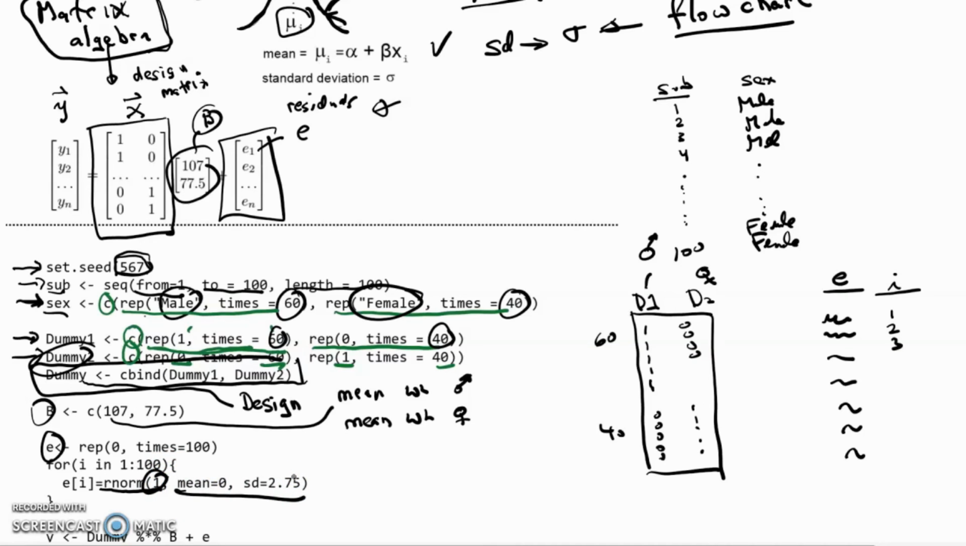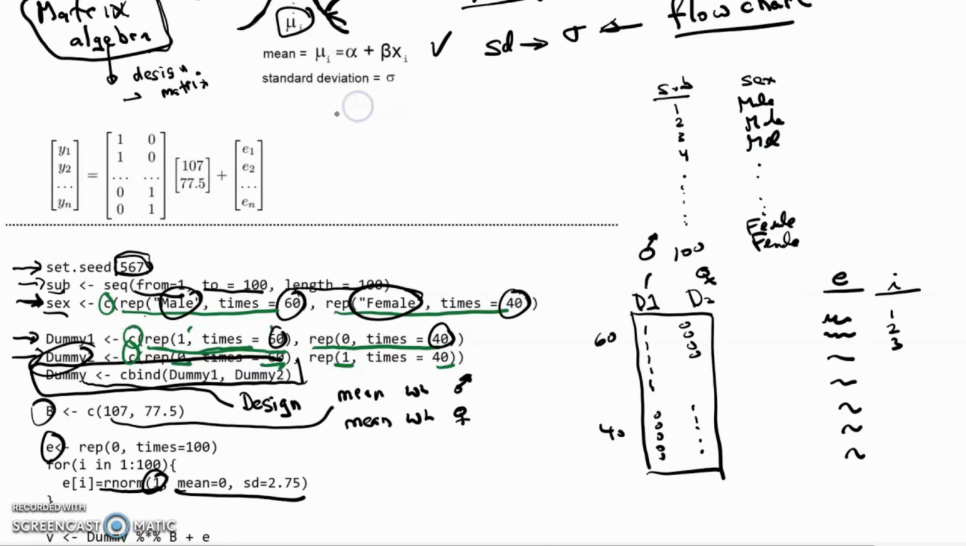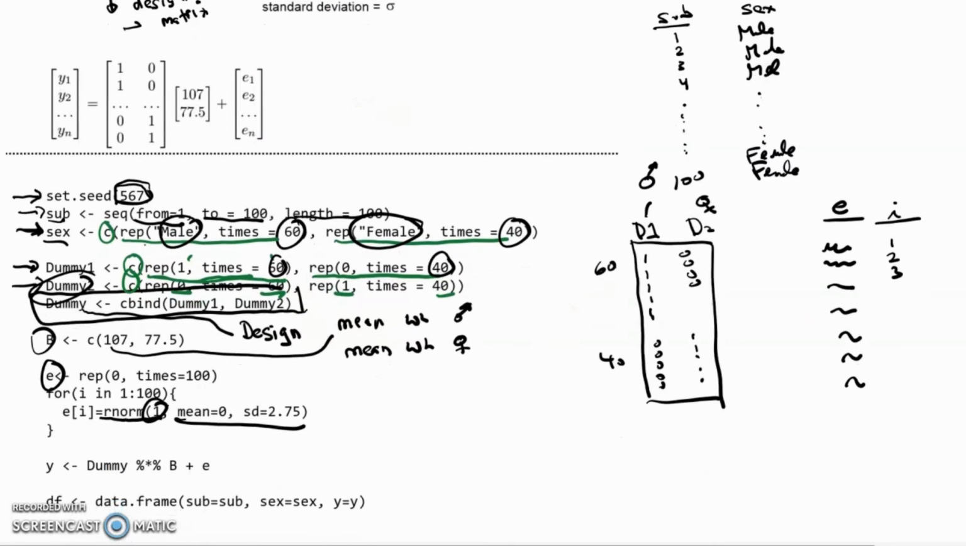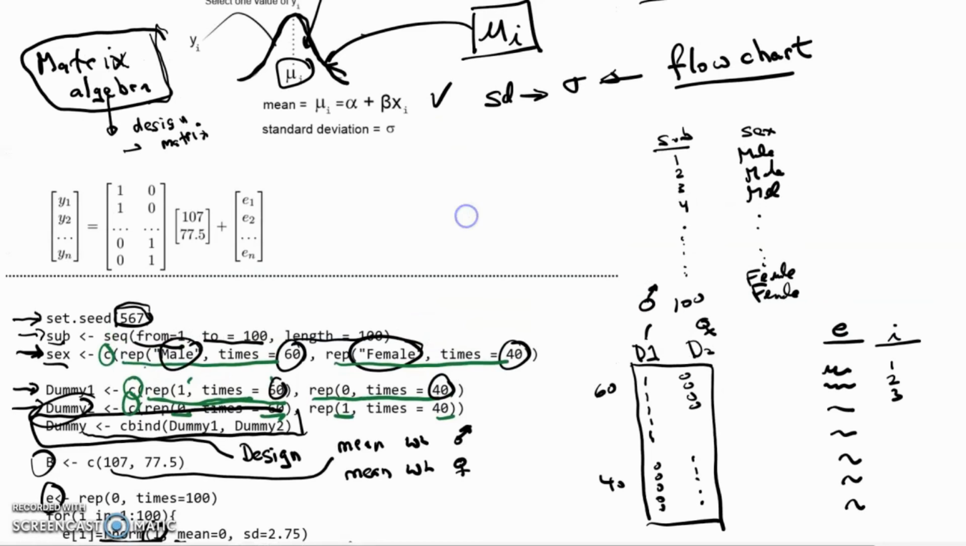So now that I've got all the different components, I can put them all together using matrix algebra. So where the observed values are going to come from is going to be through this matrix algebra, and this is matrix multiplication. That's the symbol for matrix multiplication. So I'm going to take dummy and I'm going to multiply it by B. So there's dummy. That's my design matrix. And that's what it looks like. It's this pattern of ones and zeros.